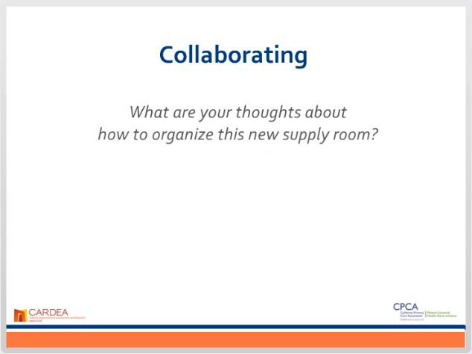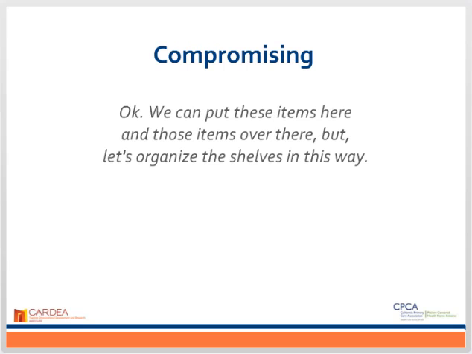An individual who uses collaborating as a method might say, What are your thoughts about how to organize this new supply room? An individual who uses compromising as a method might say, Okay, we can put these items here and those items over there, but let's organize the shelves in this way.